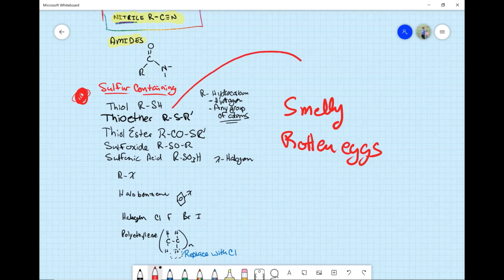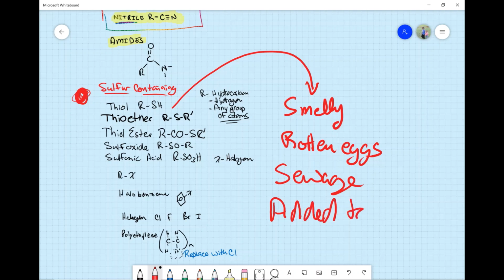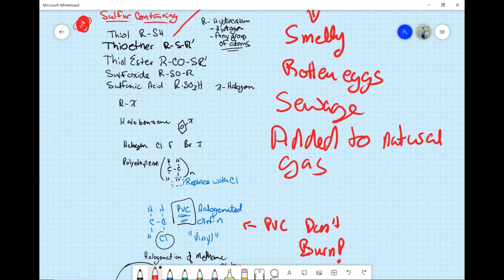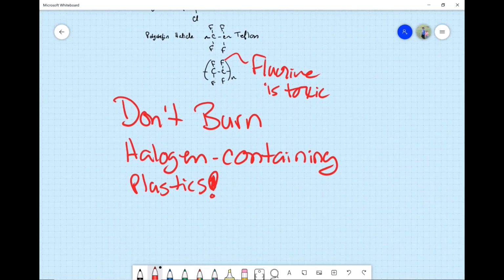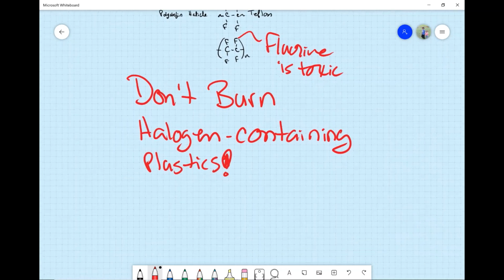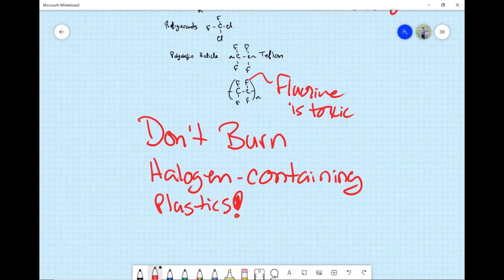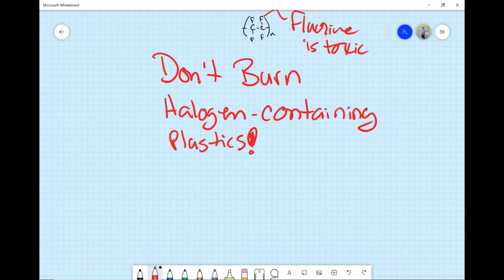But a thiol, they're smelly, rotten eggs. It's added to natural gas. So think about it, thiols, sulfur is smelly. If you have sulfur with aromatics, you're in for a treat. Again, my little PSA, don't burn halogen-containing plastics.